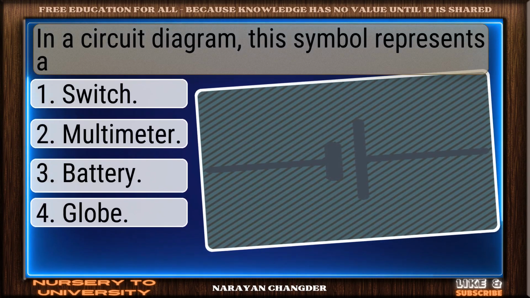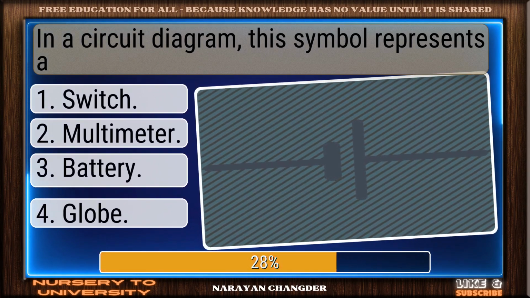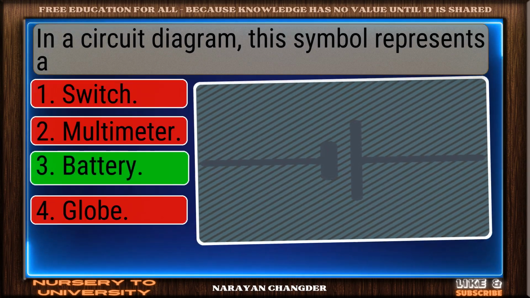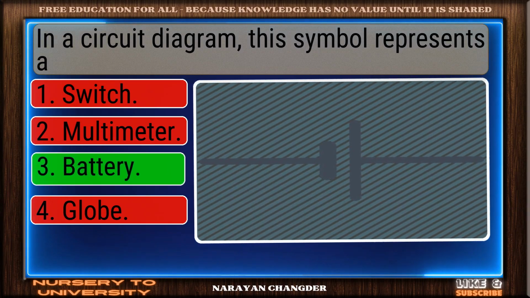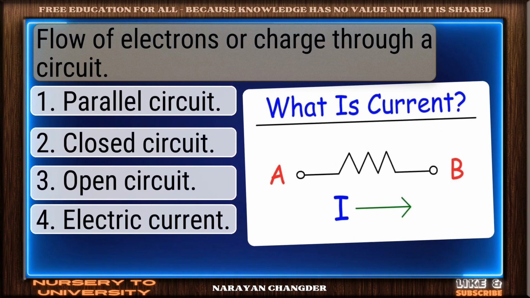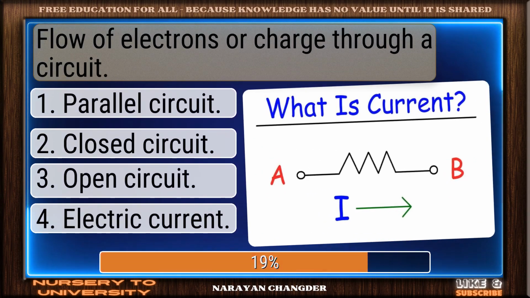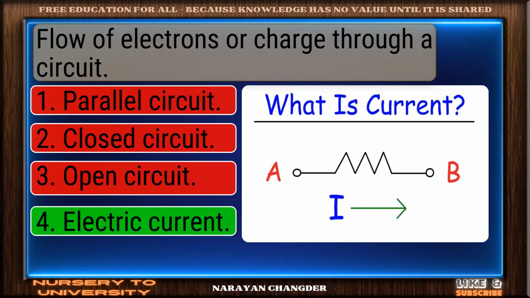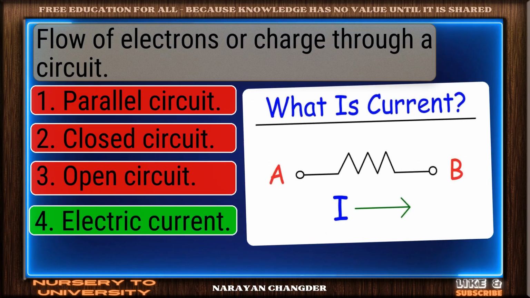In a circuit diagram, this symbol represents a... You got it. Battery fits. Flow of electrons or charge through a circuit. Excellent choice. Electric current is right.